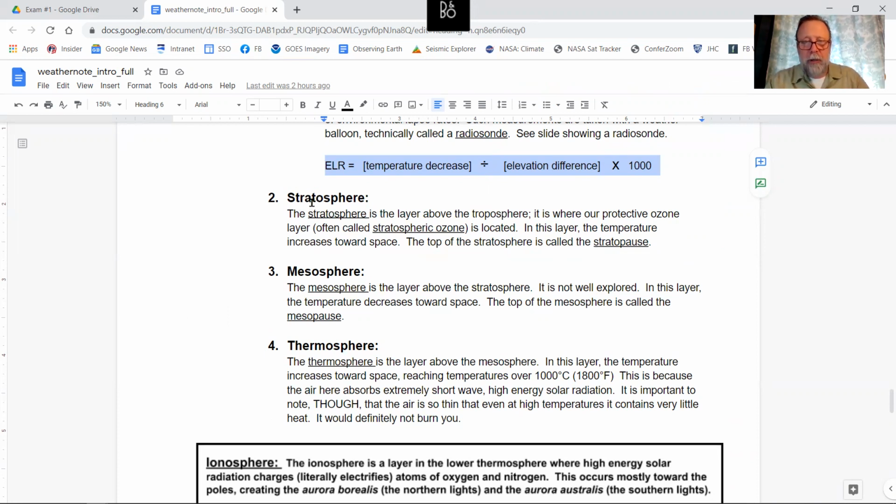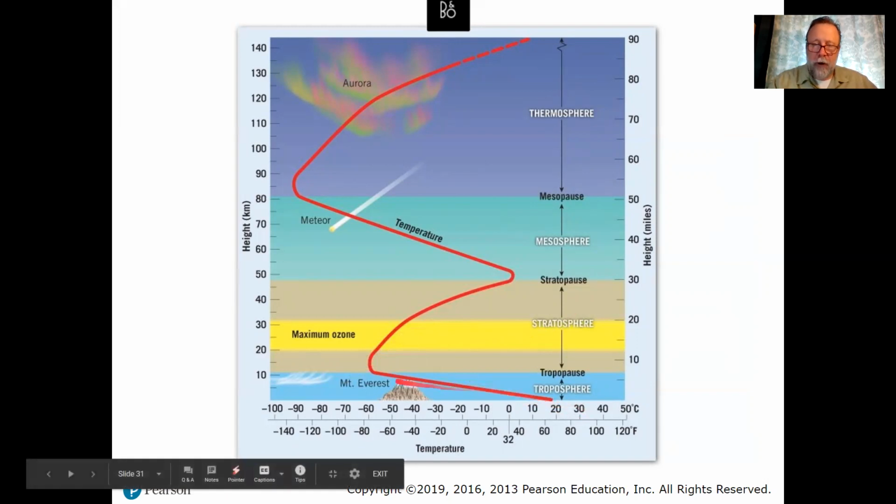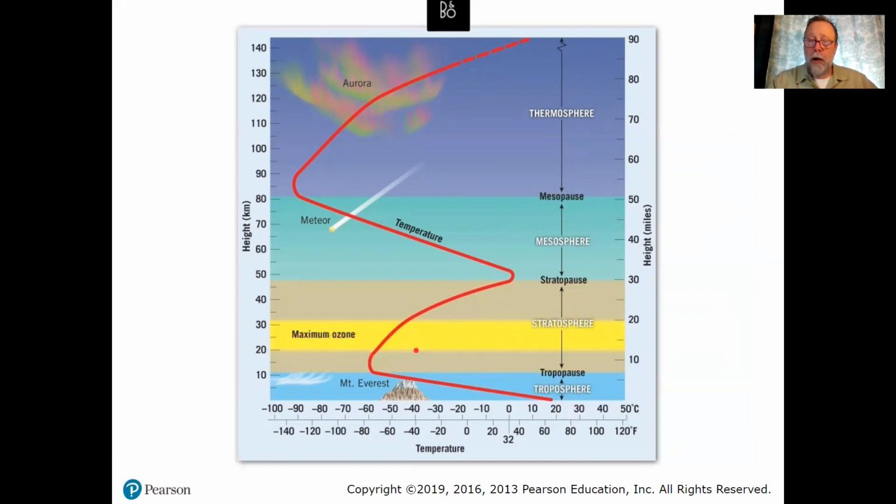But we're going to run through them a little more quickly. So the stratosphere is the layer above the troposphere, and it's roughly 8 miles to about 30 miles. And what we see is the temperature begins to increase in that layer. So in the troposphere, it drops, then it pauses and it goes back up. That's primarily because this is where the ozone lives, and ozone absorbs ultraviolet radiation, which warms things up.